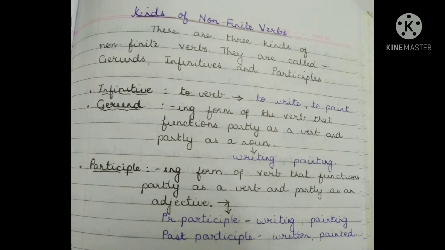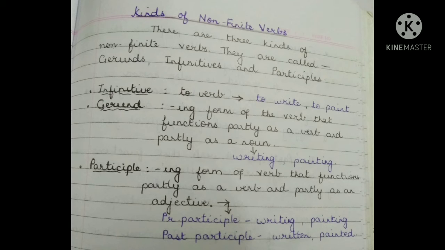Now let us study the kinds of non-finite verbs. There are three kinds of non-finite verbs. They are called gerunds, infinitives and participles. Infinitives are the to verbs. For example, when we use to in front of the verb, it is an infinitive. To write, to paint. These are the examples.